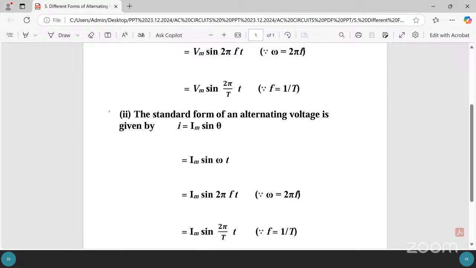Same. I equals Im sin theta. Theta can be written as omega t. Again, omega can be written as 2 pi f, and f can be written as 1 by T. So these are the standard. What is small v and small i? Instantaneous current or voltage. Instantaneous value we call it as.